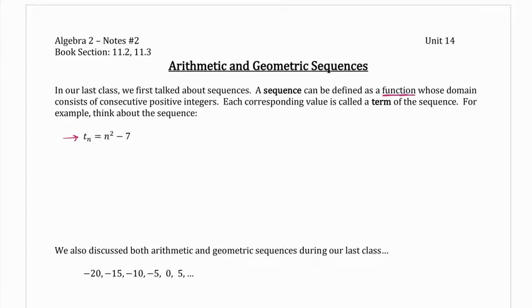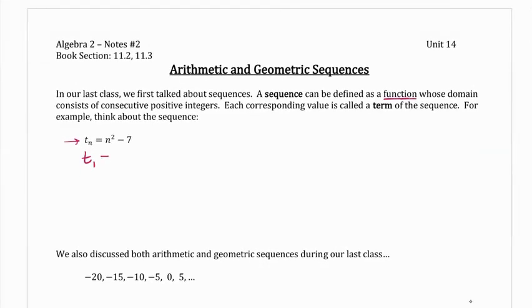So if we wanted to come up with the first few terms in this sequence, if I wanted to find t sub 1, that means my input is 1 because I want the first term. So I do 1 squared minus 7. And that would just be 1 minus 7, which is negative 6. If I wanted to find the second term, that's t sub 2, I'm going to input 2 into the function. And that gives us 4 minus 7, which outputs negative 3.